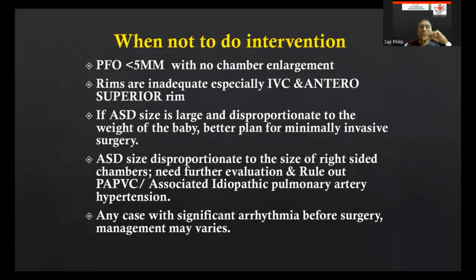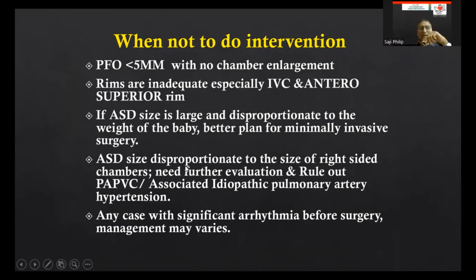So when not to do intervention: PFO, if it is less than 5 mm, rims are inadequate, especially the anterosuperior rim and IVC rim, or the ASD size is large and disproportionate to the weight of the baby. Suppose a 10 kg child needs a 16 mm device, I won't prefer to put a device. You can go ahead for the surgery. So there is a rule. If it is a very large ASD for smaller weight babies, better go ahead for the surgery.